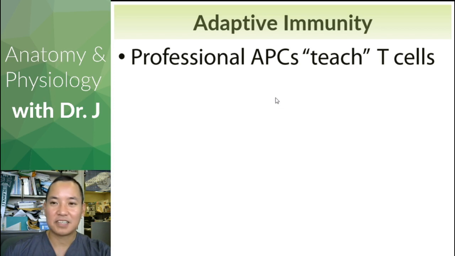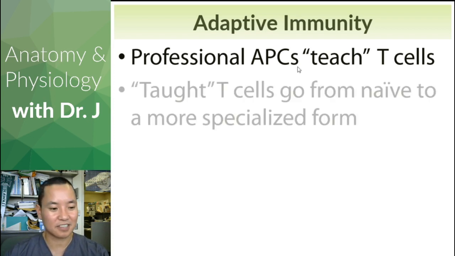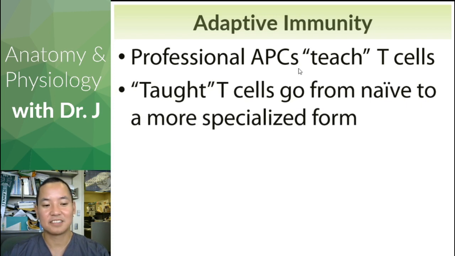So again, professional APCs. These are like your professors. They're there to teach T cells that are trying to have their final jobs. But these T cells need to learn something first, right? They need to be well equipped before they can accomplish their final jobs. So taught T cells, they go from naive. Again, naive just means unlearned.